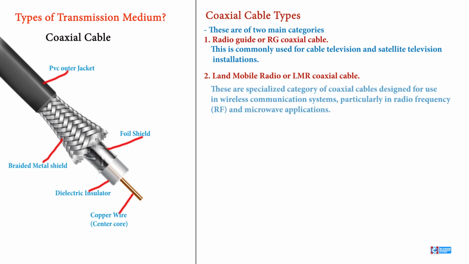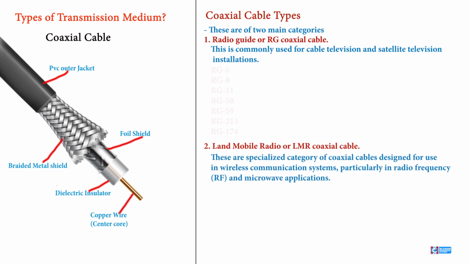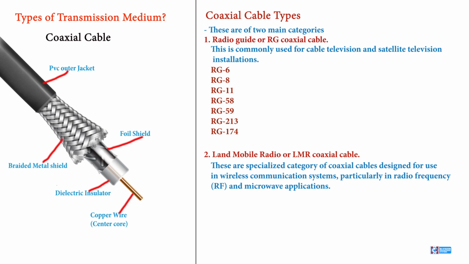The LMR coaxial cables are a specialized category of coaxial cables designed for use in wireless communication systems, particularly in radio frequency and microwave applications. Each of these categories has other varieties and types based on their specifications and performance characteristics. Under the RG category we have RG6, RG8, RG11, RG58, RG59, RG213 and RG174.